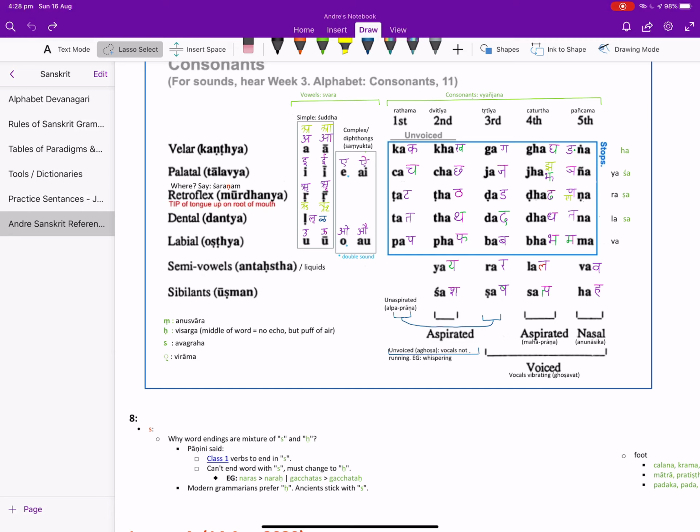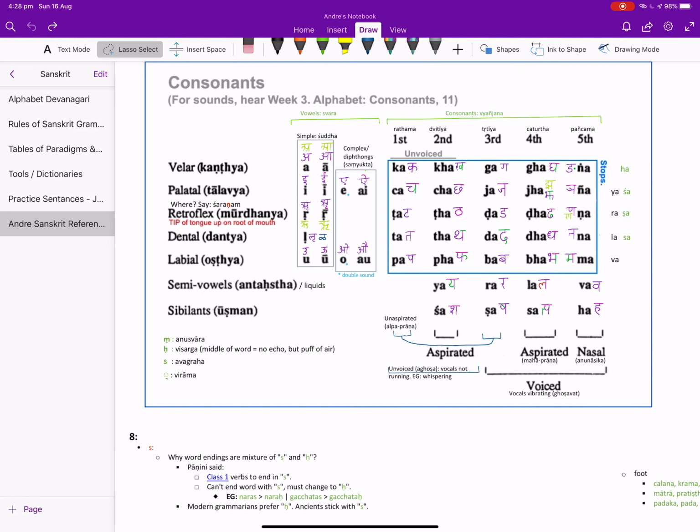Sibilants. Again, remember this name, sibilants. Sh, as in shoe. Shine. Sh, this is a retroflex. What is retroflex? Go back here. Tip of the tongue on the roof of the mouth. Not 90 degrees, but about 60 to 70.